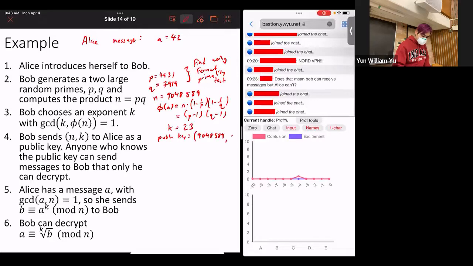So the public key will then be 9048589 and 23. And note that often you'd want your exponent to be bigger as well, because if the exponent's too small, you might be able to brute force it. But we're going to sort of sweep these technical details under the rug. So you have this public key.